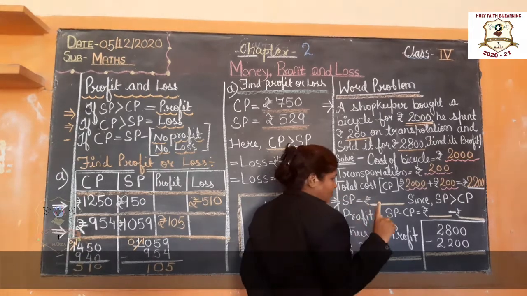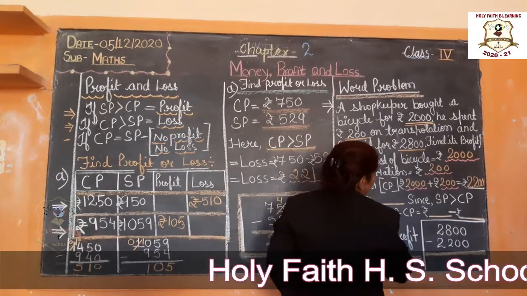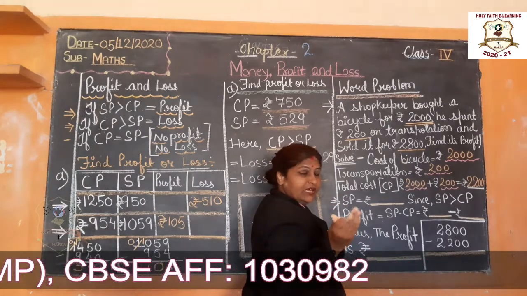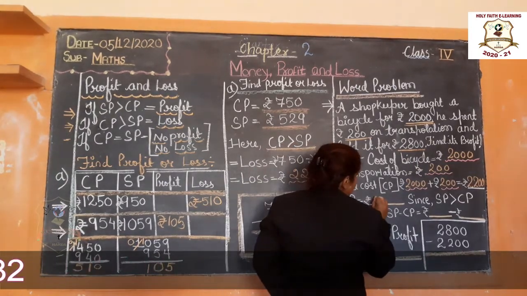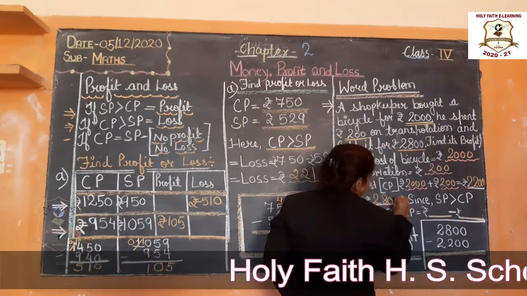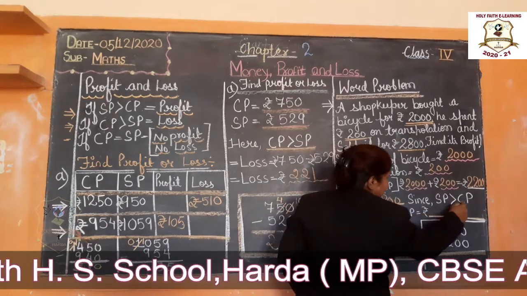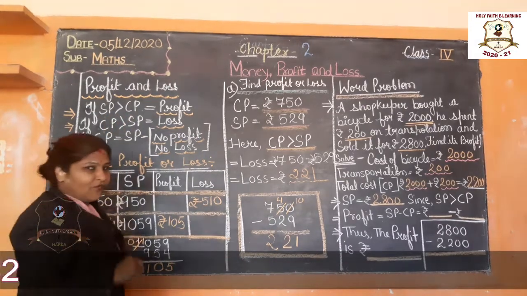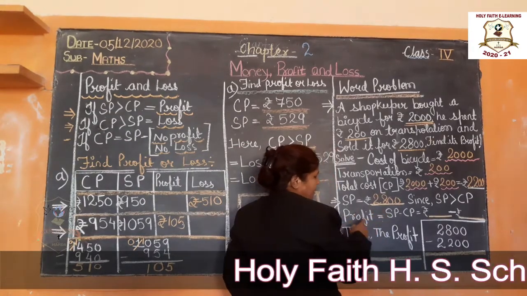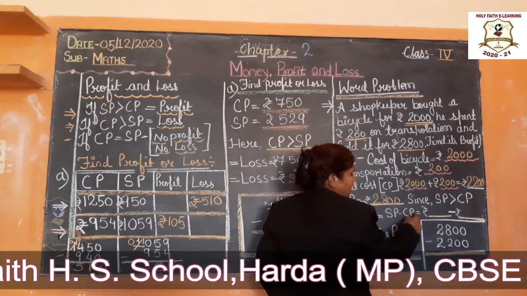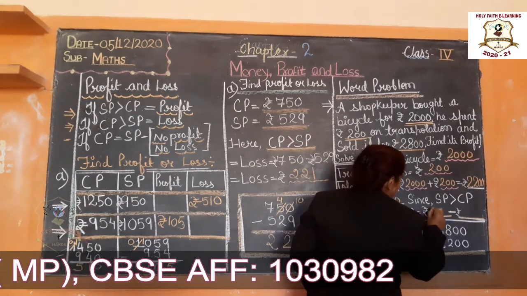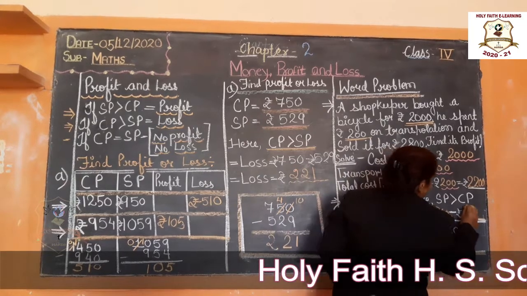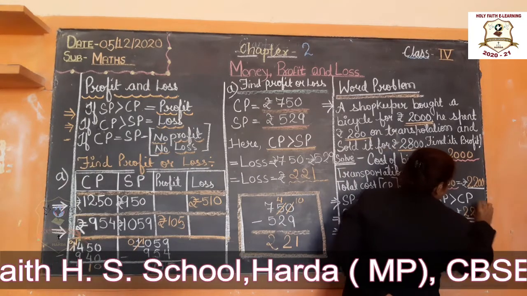Now the selling price. We got the selling price. So here the selling price is 2800. So since SP is greater than CP, SP greater than CP means profit. So here profit is equal to SP minus CP. So here we will subtract 2800 minus rupees 2200. So we will subtract it.